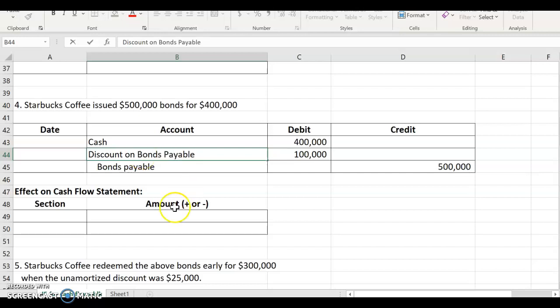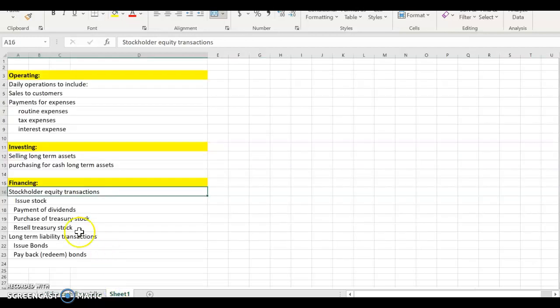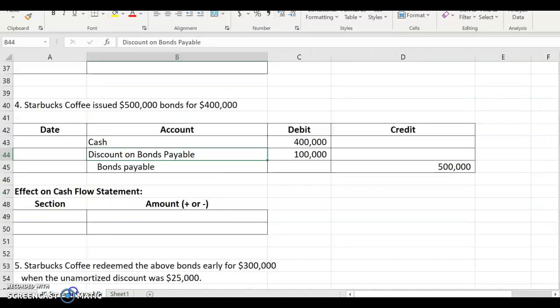Okay, and so if we look at our sheet, not only does issuance of stock and selling it go in the financing section, also long-term liabilities such as bonds belong under the financing. So we are still talking about a financing activity, and we're getting cash, so cash went up, so this would be an increase.